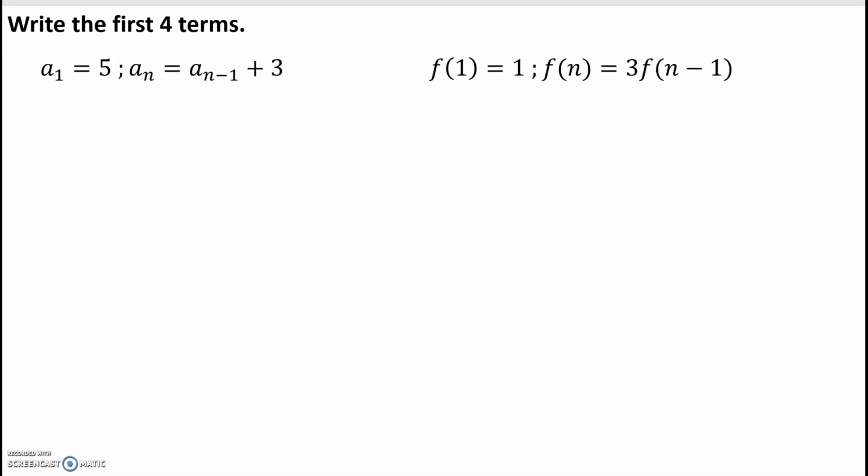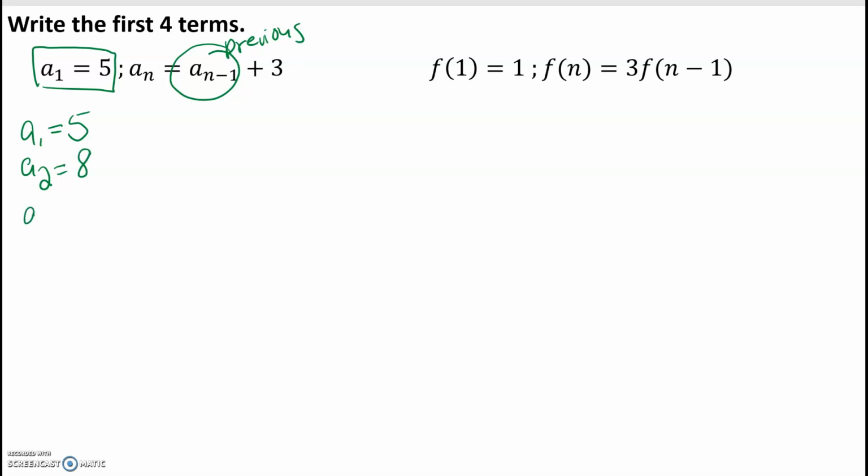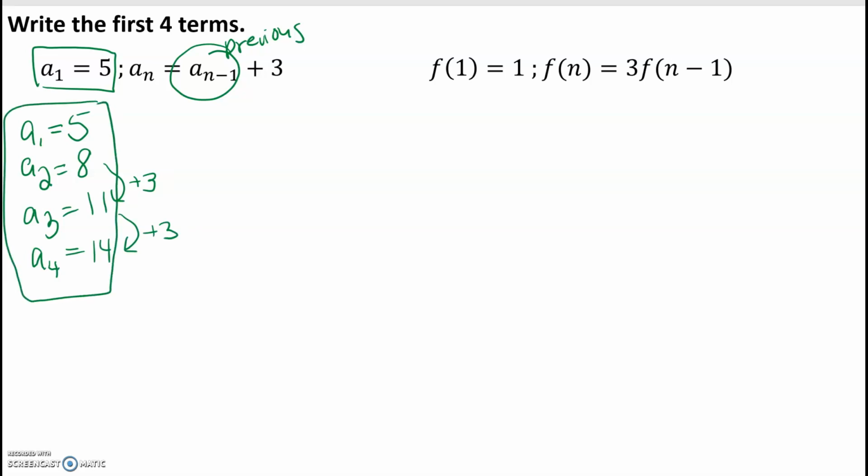So we're going to start by writing the first 4 terms here. What this tells me right here is this is the first term. So my first term is 5. And then my second term is my previous term plus 3. So I'm going to take my previous term, which was 5, and add 3 to that. And then to take the next one, I'm going to take 8 plus 3, which will give me 11. And then I'm going to take that term plus 3, which gives me 14. So there are my first 4 terms in my sequence. So you're taking the previous term and you're doing what it tells you to do with it.